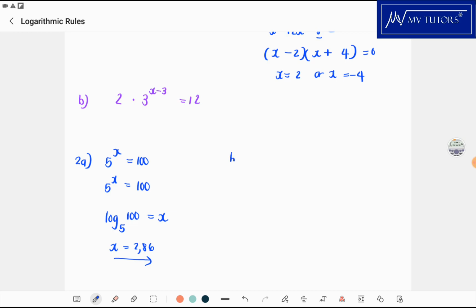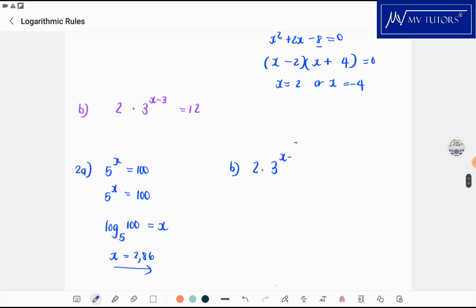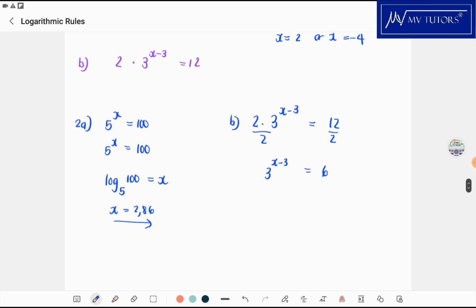And then b, I have 2 times 3 to the power x minus 3 is equal to 12. Firstly, I'm going to take 2 to the other side, divide by 2 both sides. So I have 3 to the power x minus 3 is equal to 6. 12 divided by 2 is 6. And now, same story. x minus 3 is the exponent. And then log base 3 of 6.